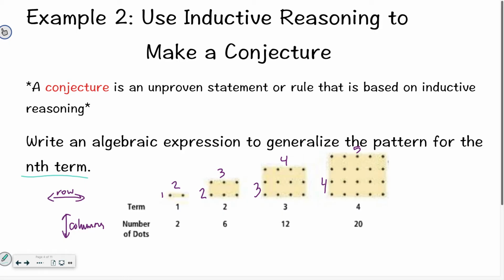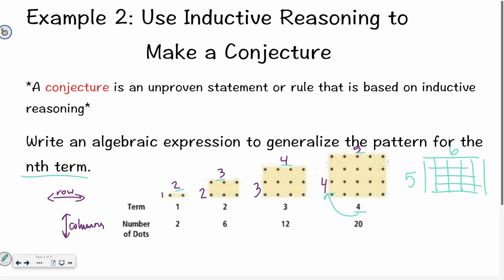So first, let's maybe look at how we would find the 5th term. Well, if we had the 5th term, you can see we would have 5 rows, right? And then how many columns would we have? How are these numbers changing? They're going up by 1 each time as well. So that would mean 6 columns, right? Okay, so I'd have 5 rows and 6 columns.